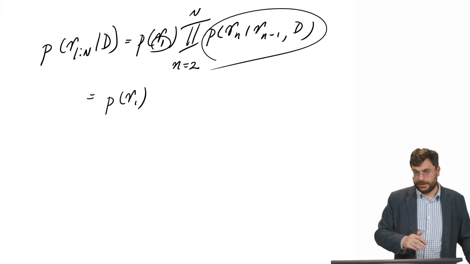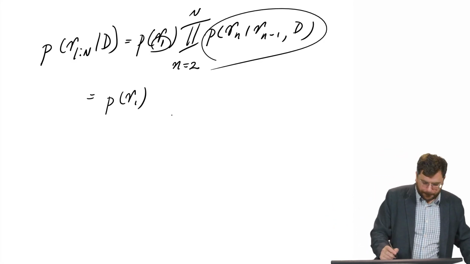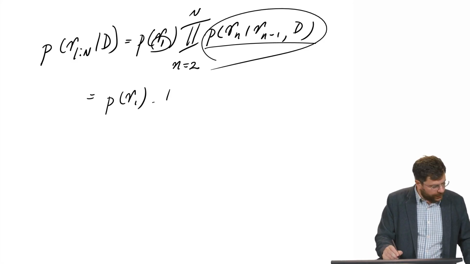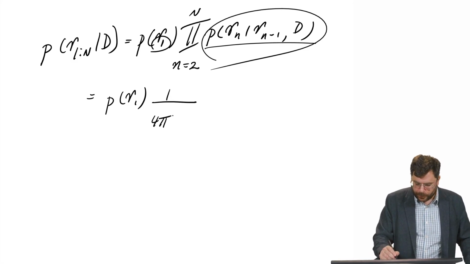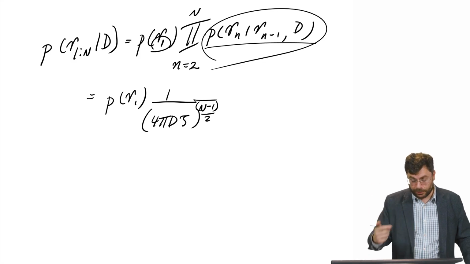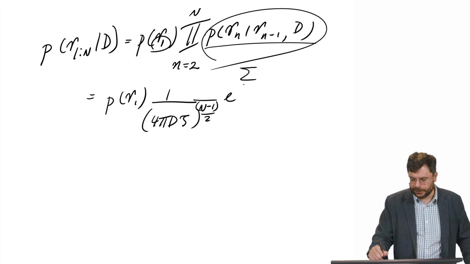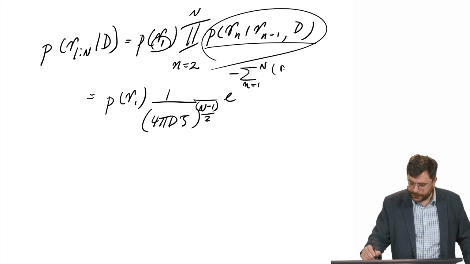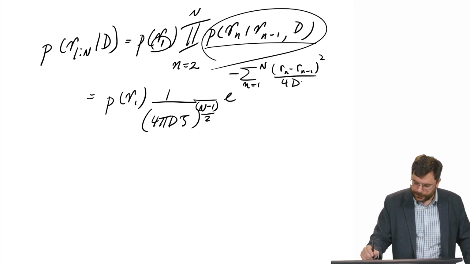I know what the form of this is for Brownian motion. Individually these are Gaussians. So this is going to be 1 over 4 pi d tau, all raised to the n minus 1 divided by 2. That's because I have a square root as a normalization. And then I have e, and I have to be a little bit careful, sum n from 1 to big N, negative sign, Rn minus 1 squared divided by 4d tau.